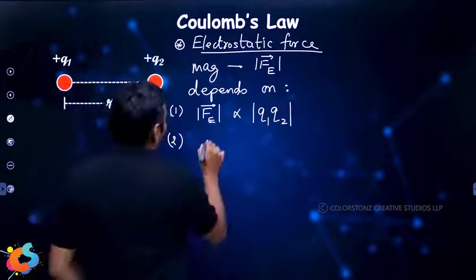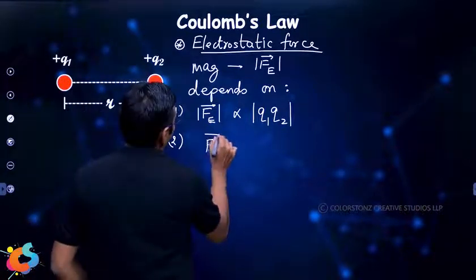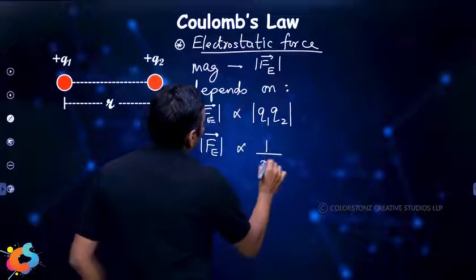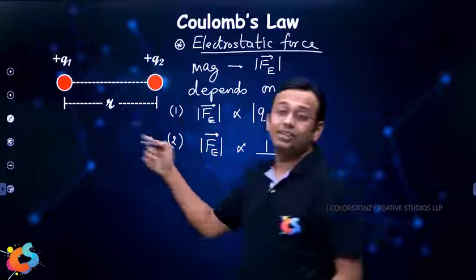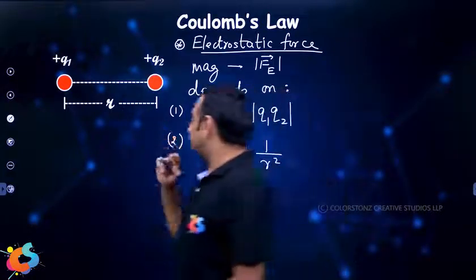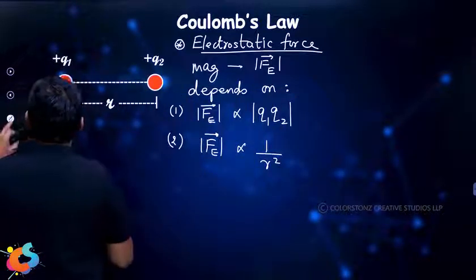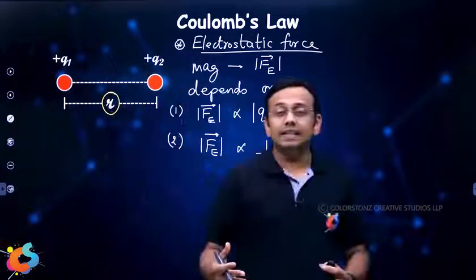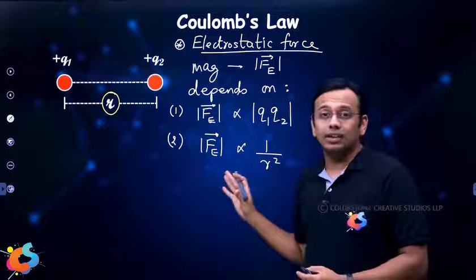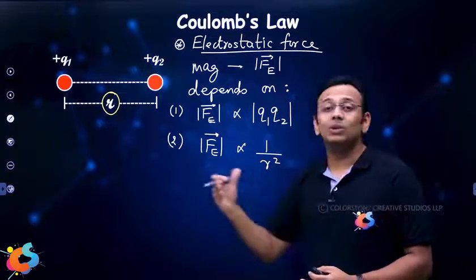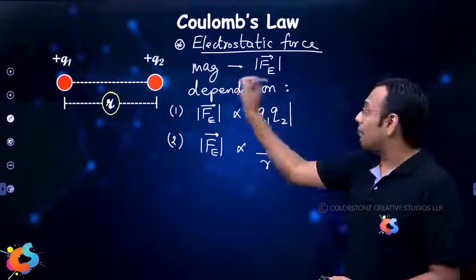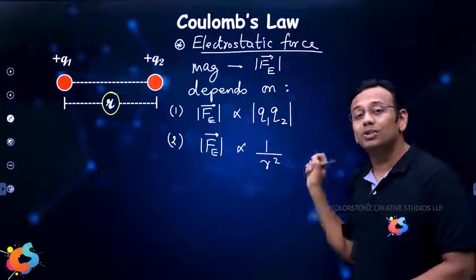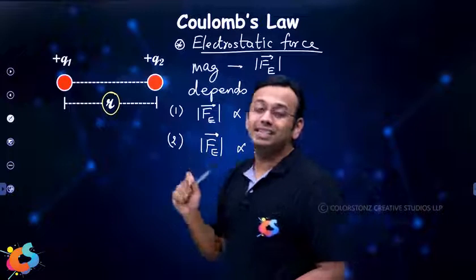The electrostatic force is inversely dependent on the square of the distance, that is this distance r. Okay, so that is why this distance is important. Whatever is the distance, the force depends on that, and the dependency is inverse square dependency. The magnitude of electrostatic force is inversely proportional to the square of the distance between the two charges.